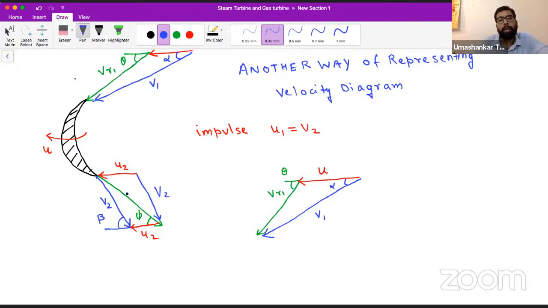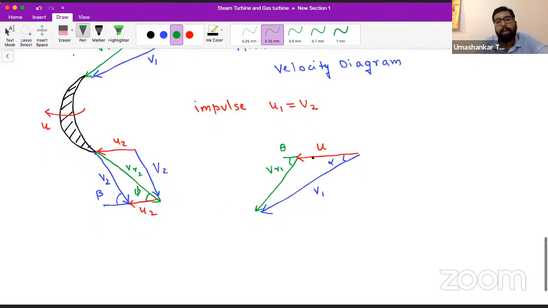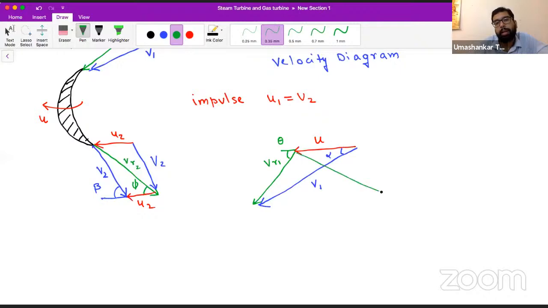Okay, so from here, at the exit of view, we have our VR2. Can I draw my VR2 from here? Is that a problem? Can I draw my VR2 from here? So this VR2 is at phi angle. This VR2 is at phi angle, yes or no? This VR2 will be at phi angle.